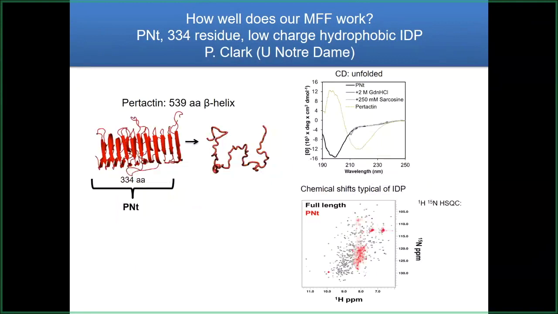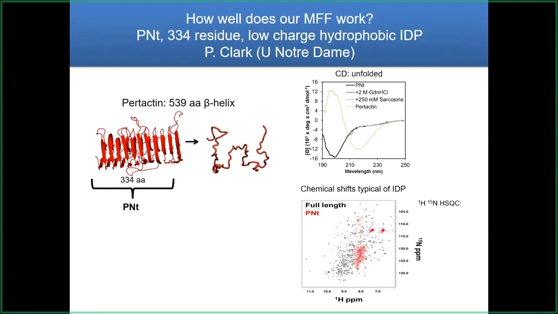So I'm drawing it as sort of a cartoon here. Here are circular dichroism spectra. Circular dichroism measures secondary structure. Pertactin, the red dotted line here, has a strong minimum around 215, indicative of it being a beta sheet. However, as soon as I chop off the C-terminal domain and look at the N-terminal domain, it has a classic spectrum indicative of a random coil. So no secondary structure once I cut off the C-terminus.